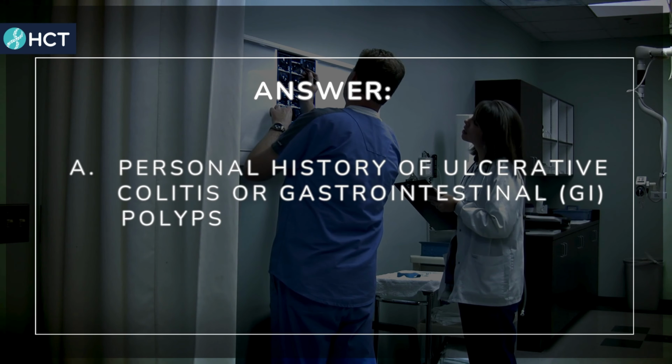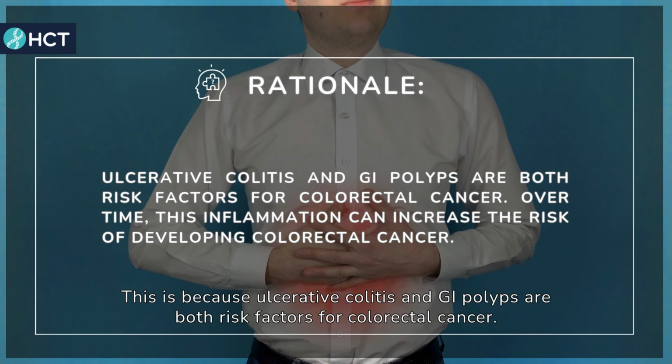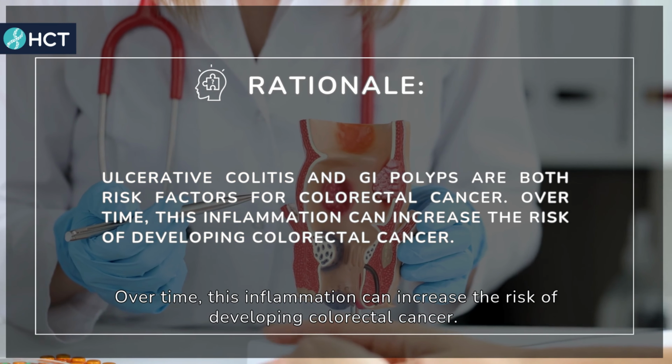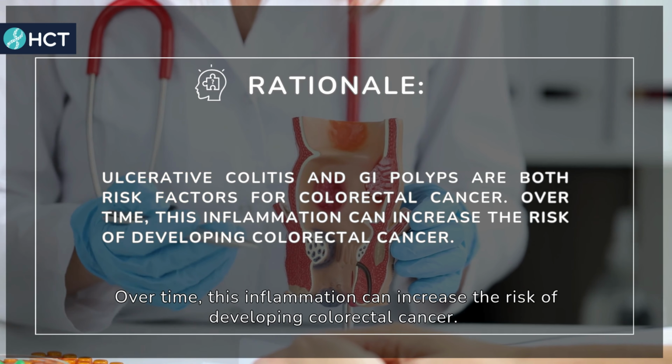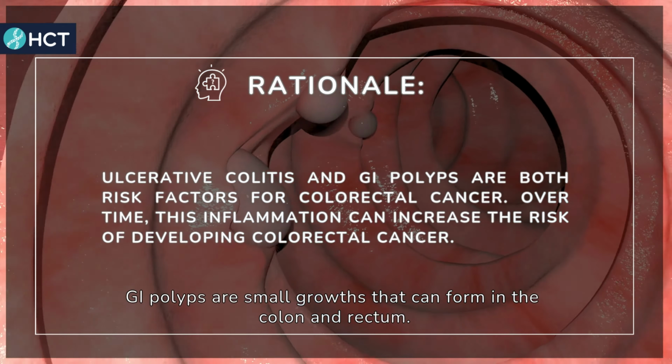The correct answer is A. This is because ulcerative colitis and GI polyps are both risk factors for colorectal cancer. Ulcerative colitis is an inflammatory bowel disease that can cause chronic inflammation of the colon and rectum. Over time, this inflammation can increase the risk of developing colorectal cancer. GI polyps are small growths that can form in the colon and rectum. Some types of GI polyps, such as adenomas, are more likely to become cancerous over time.